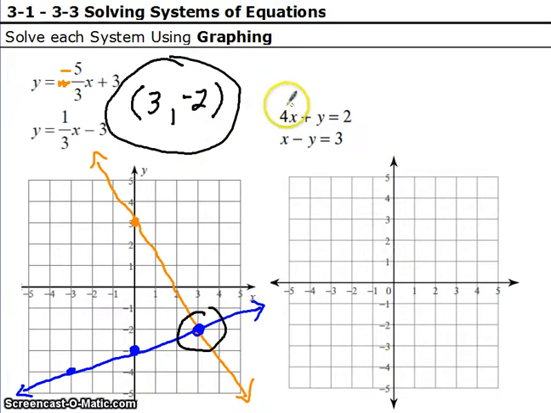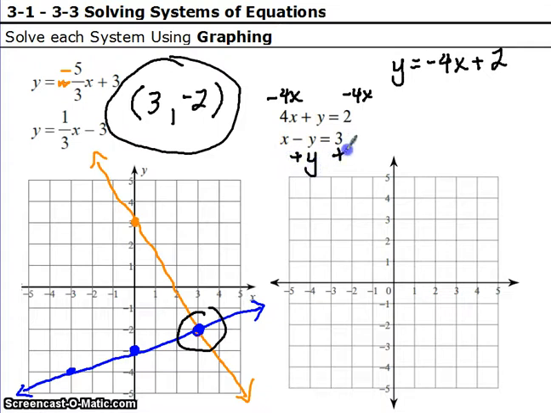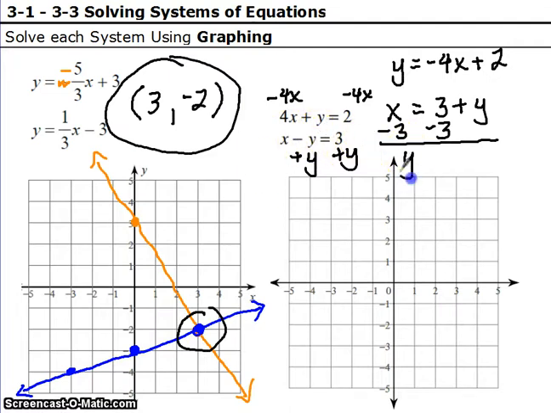Okay, second one's going to be a little tougher. They didn't give it to us in slope-intercept form, so we're going to have to solve for y first, and then we can graph from there. In this first one, I'm going to subtract 4x from both sides. So I get y equals negative 4x plus 2. In the second one, I see that y is negative, so I'm just going to add y to this side. So it's going to be x equals 3 plus y, and then I can just minus 3 over here. Either way, it was going to be two steps. If you wanted to subtract x and then divide by a negative 1, we could have done that as well. So y equals x minus 3.